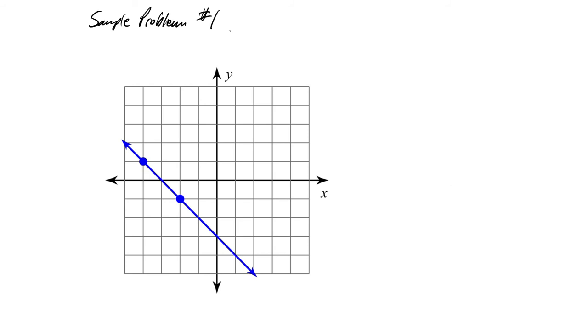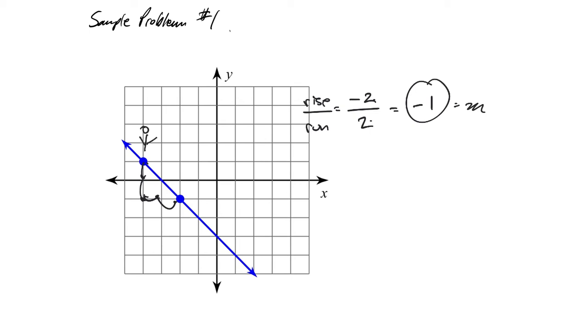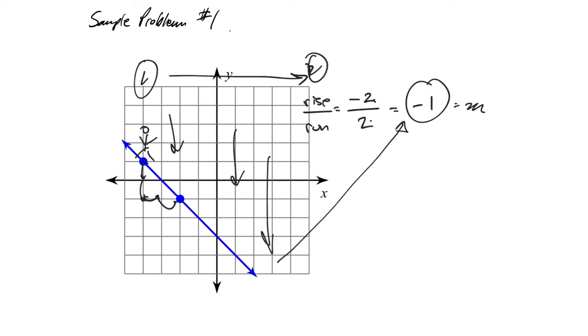Sample problem number 1. I hope you've been writing all this stuff down. Let's not use points. Let's just look at the graph. I go down 1, down 2, so down is negative 2. That's my rise. My run is going to be over 1, over 2, positive 2. Negative 2 divided by positive 2 is negative 1. That's my slope. And as we read left to right, the line is going down, down, down, which means my slope is negative. That makes sense because I got a negative number.